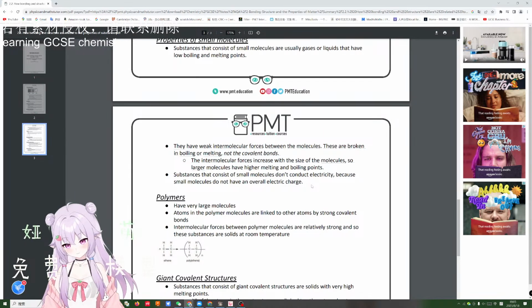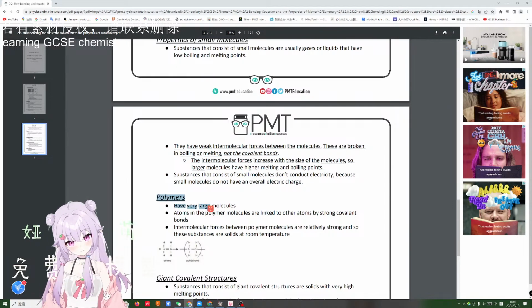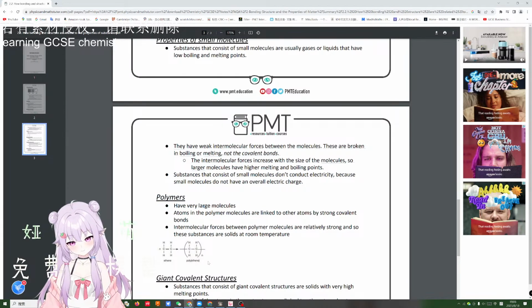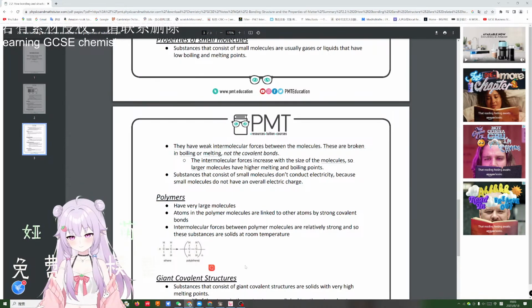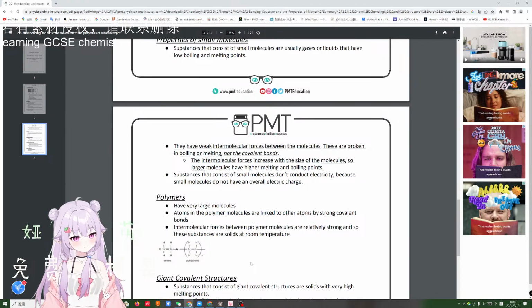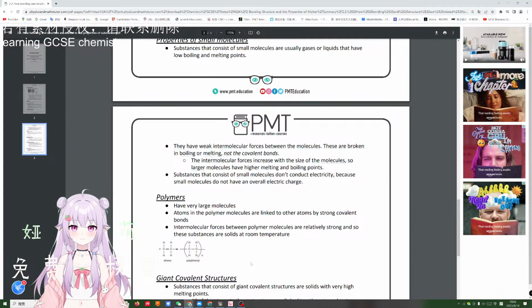Okay, then we have polymers, which are large molecule structures, each atom connected or bonded in covalent bonds. Polymers, we can also say large covalent molecules, or you can say just large molecules.